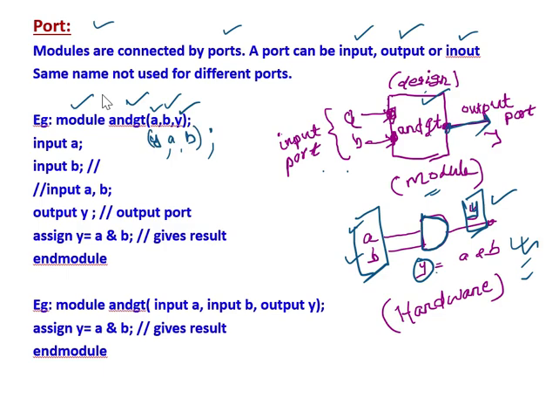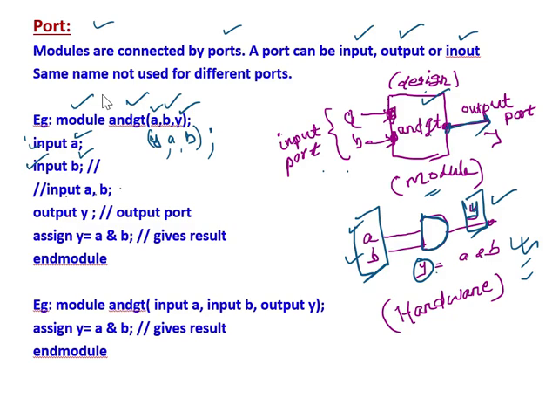Then I have to write the inputs, my A and B. I have used the keyword input: input A, input B. Or I can write it like this, input A comma B, then a semicolon.